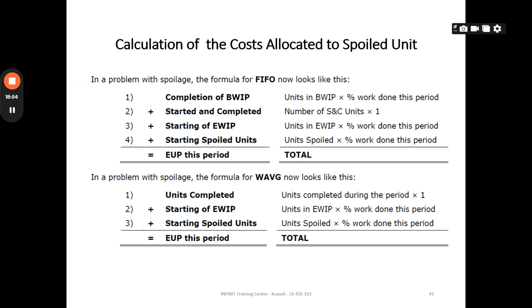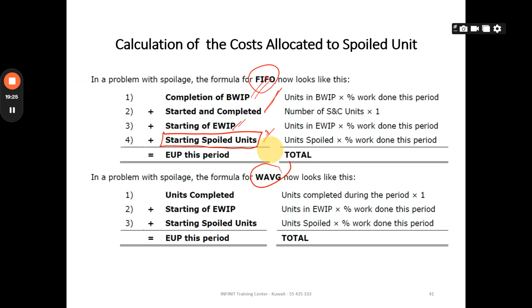Now, calculation of EUPs when you have spoiled units, you have to add one more component here, which is the number of EUP for spoiled units. So you have normally completion of beginning work in progress under FIFO, then started and completed, then ending work in progress, then you have spoiled units.